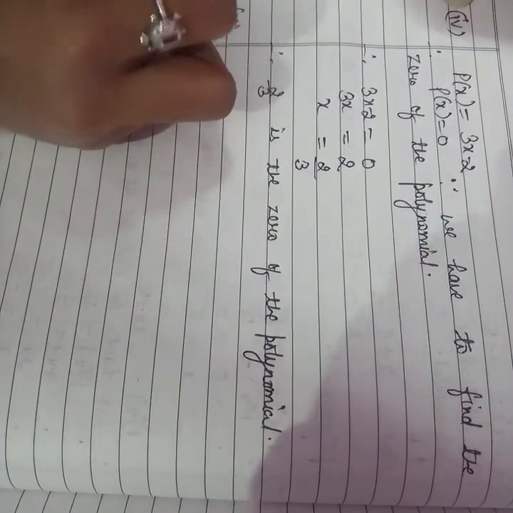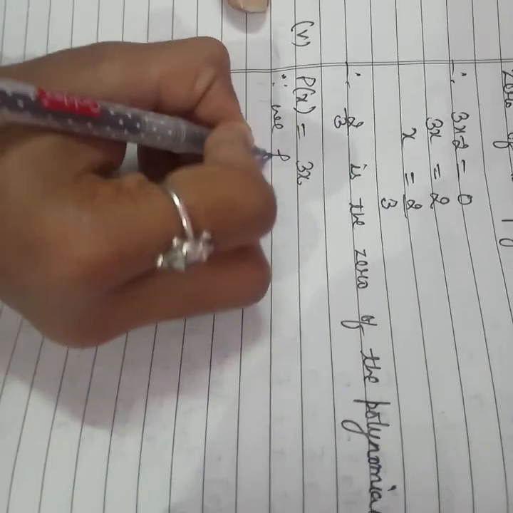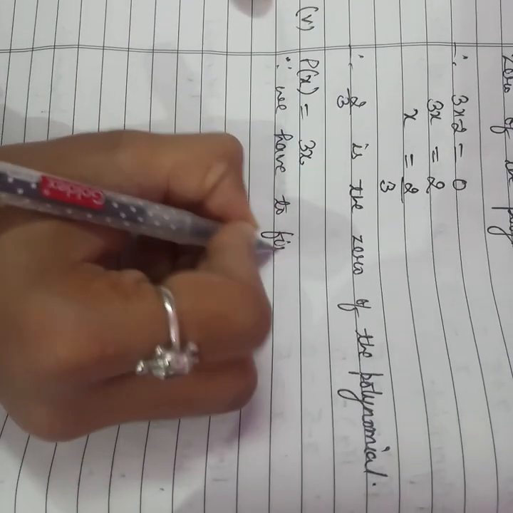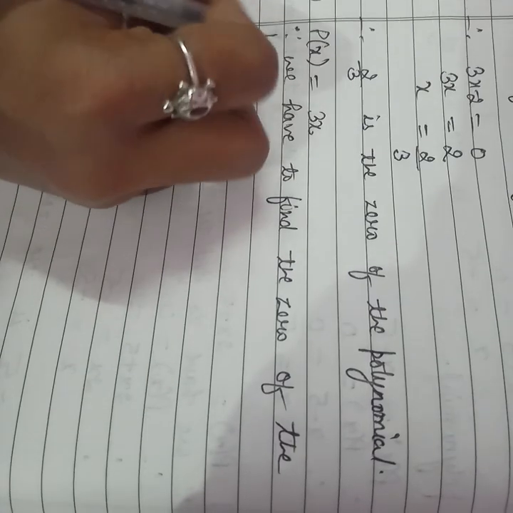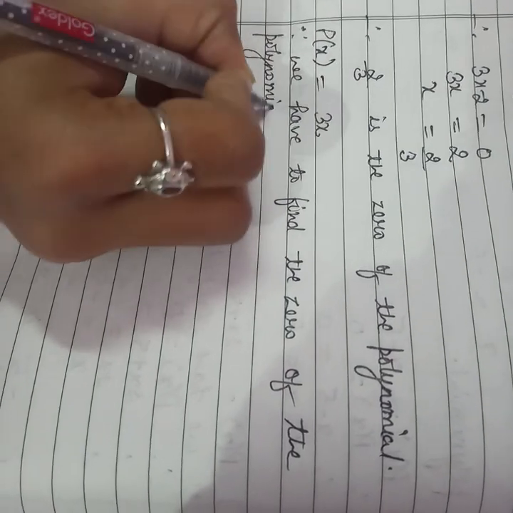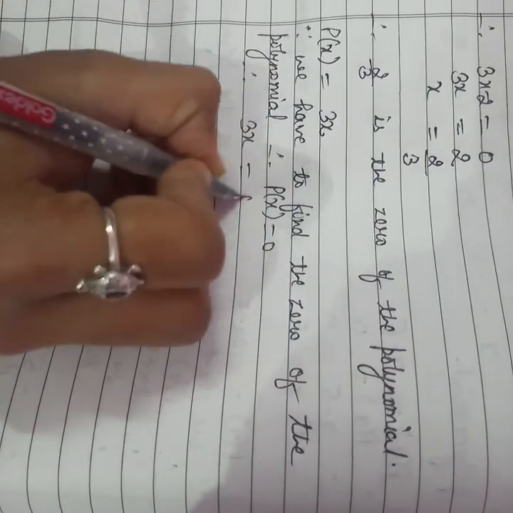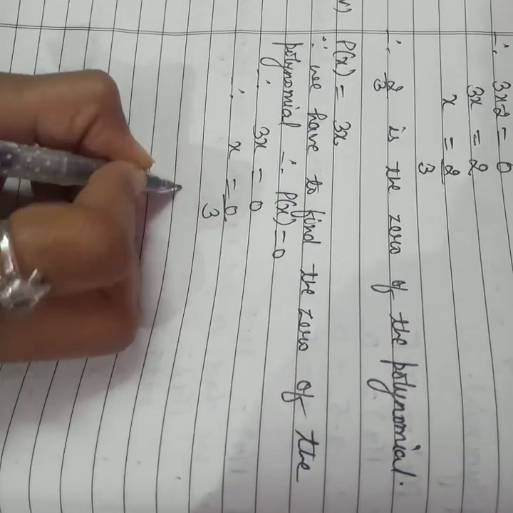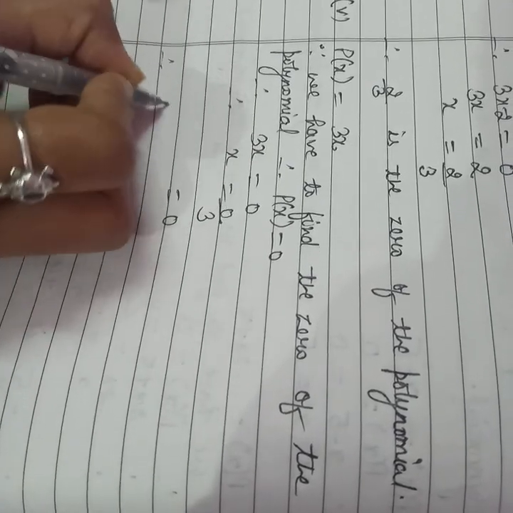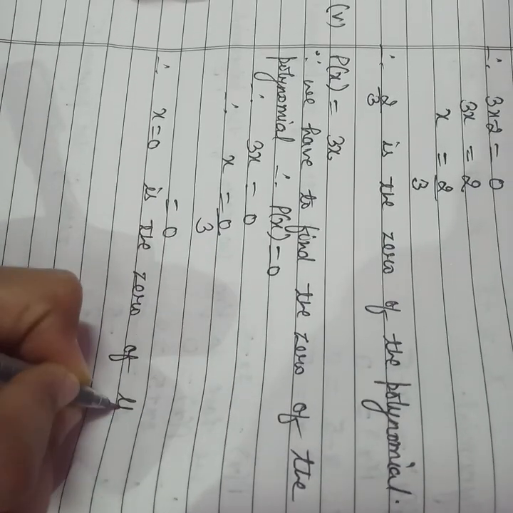Here the next part is the fifth part, which is p of x equals 3x. Again because we have to find the zero of the polynomial, p of x equals 0. Therefore 3x equals 0. Therefore x equals 0 by 3, because 3 is in multiply which goes to divide, which is again 0. Therefore x equals 0 is the zero of the polynomial.